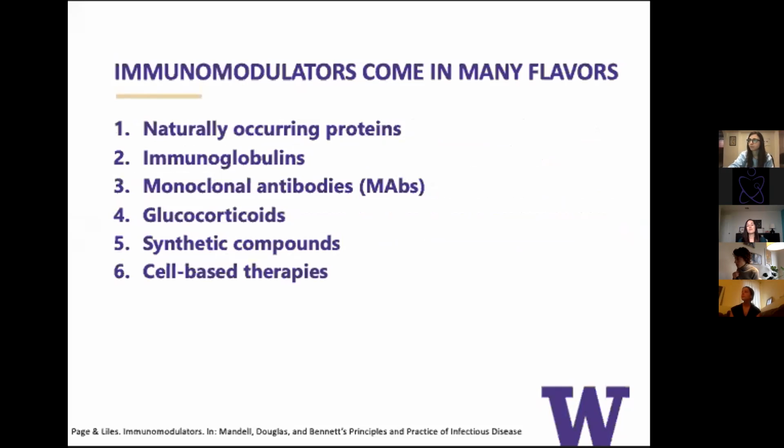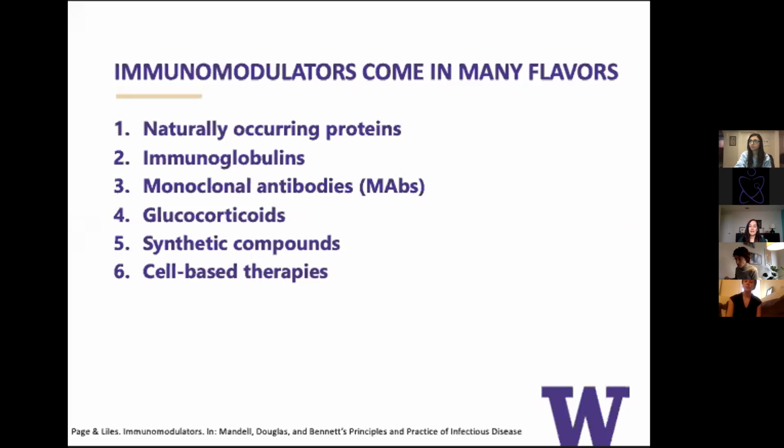Let's begin by reviewing what constitutes an immunomodulator. These medications can be divided into 6 main groups. The first group are naturally occurring proteins or glycoproteins. These include medications such as colony-stimulating factors or CSFs, interferons, interleukins, and thymic hormones. Many of these are produced by recombinant DNA technology.